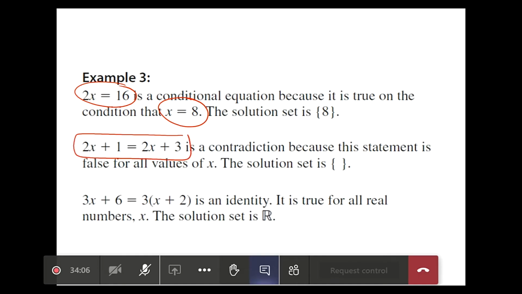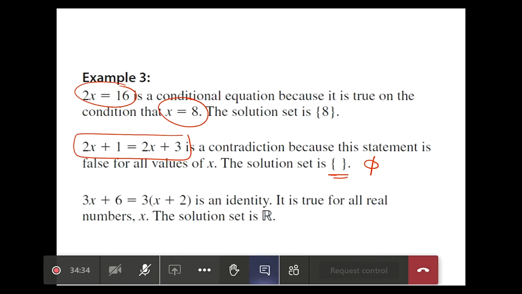Look at this one. This is a contradiction. Why? Because we have 2x plus 1 and 2x plus 3. So this is impossible. The two sides are not equal. So the solution is empty set. This is the type of equation, contradiction.